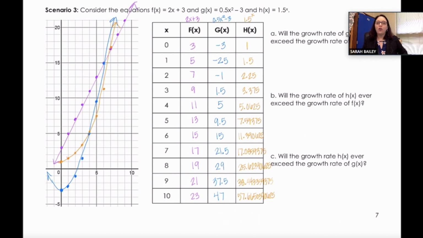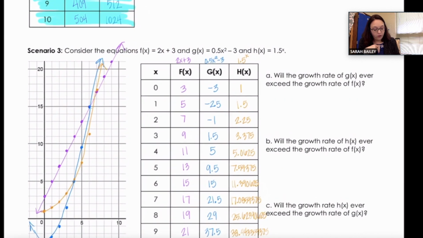Okay guys, so you should have filled in the table and the graph with those 3 different colors. So you might want to pause the video real quick to make sure that your table and your graphs look like mine. So go ahead and do that now. Great.